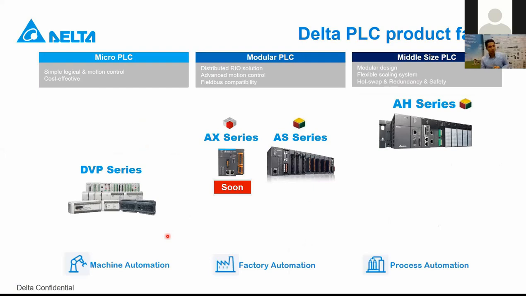Okay, so the PLC product family. Right now we have three main models: DVP series, AS series, and AH series. If you remember, DVP is the first PLC series that was released, and then we released the AH series for high density capacity projects, and lastly we released the AS series. This is our portfolio right now, but we are still improving ourselves regarding your requests.